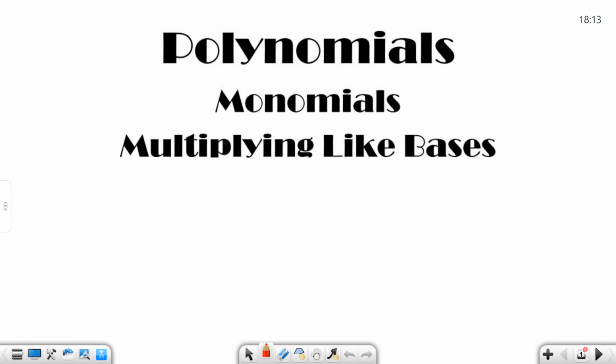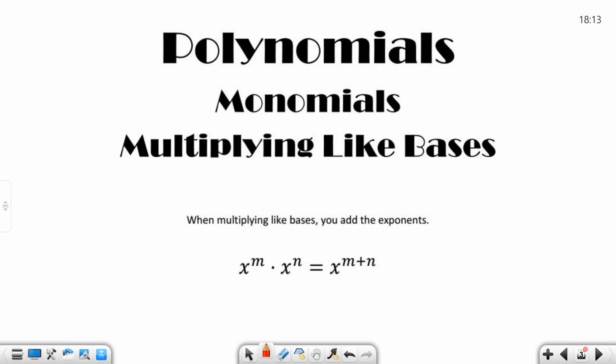Polynomials, monomials, one term, multiplying like bases. So when multiplying like bases, you add the exponents, and this is what the rule looks like. X to the m power times x to the n power, they both have x as the base. That's what I mean by like bases: x, the same base. Add the exponents, m plus n. Even though you're multiplying the bases, you add the exponents. All right, you're adding the exponents there.